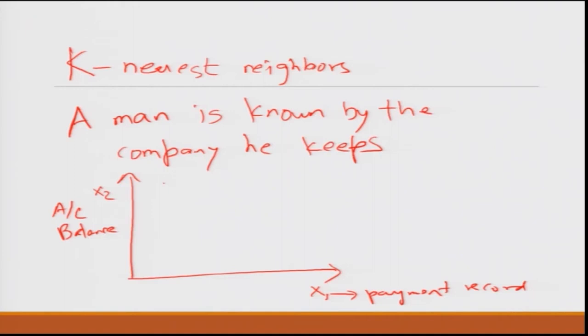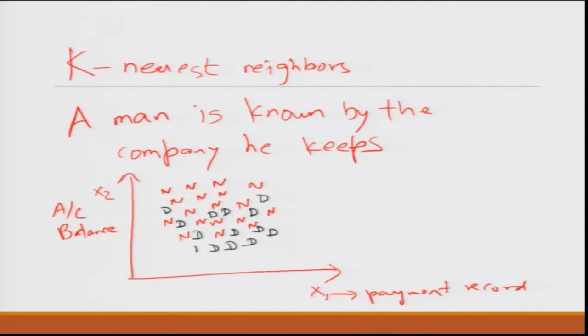So let us classify them and mark the defaults as n. For example, I am just drawing some points, some people who did not default. And let us assume that these are people who defaulted.